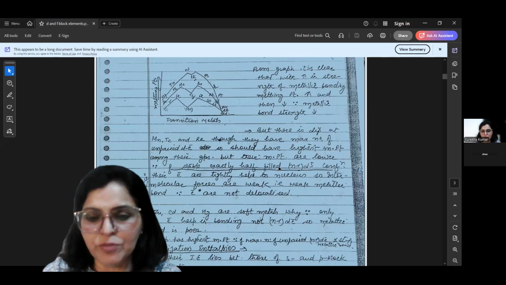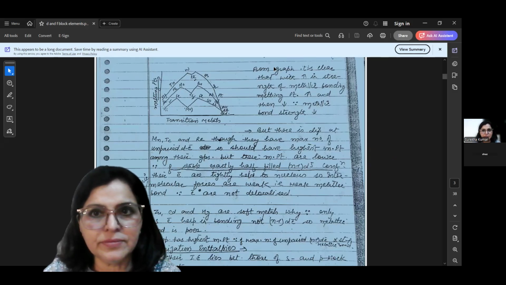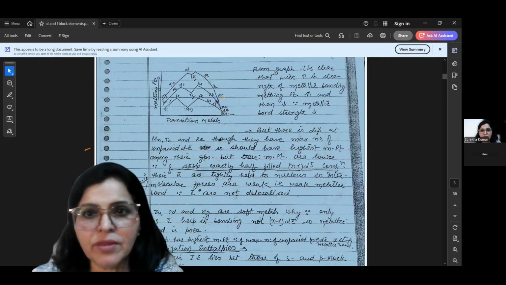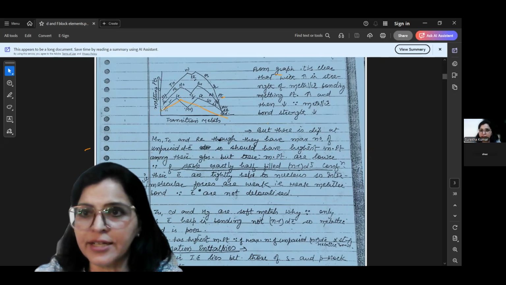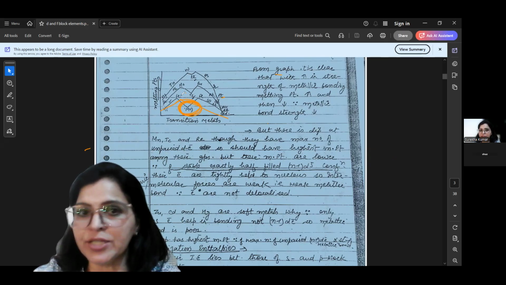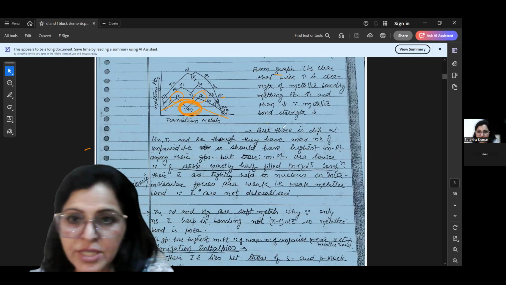We have to read from this point. So see, from the graph, it is clear metallic bond strength first increases, then decreases. But this is the question, why there is a dip at manganese. It should be at the top, but there is a dip. Means its melting point is smaller than that of chromium as well as iron. Why? Now see the answer.